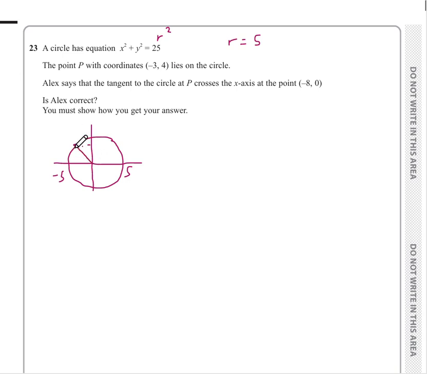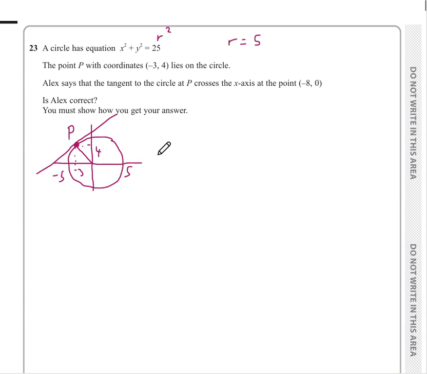Minus 3 and 4 here lies on the circle. Alex says that the tangent to the circle at P, so that should be touching the circle at that point P, crosses the x-axis at the point (-8, 0). Is Alex correct? You must show how you get your answer. Okay, so let's have a think about it.